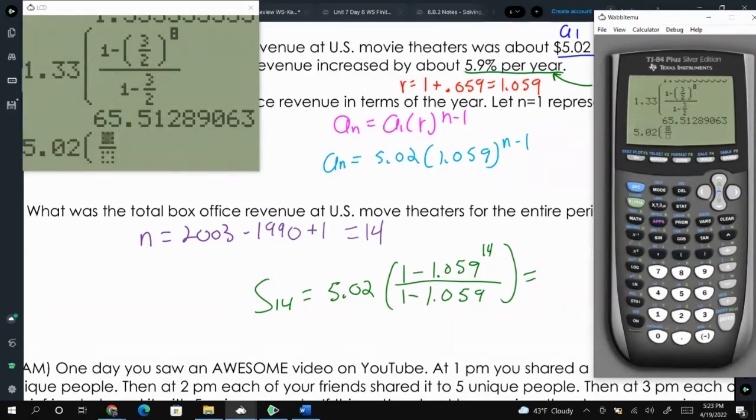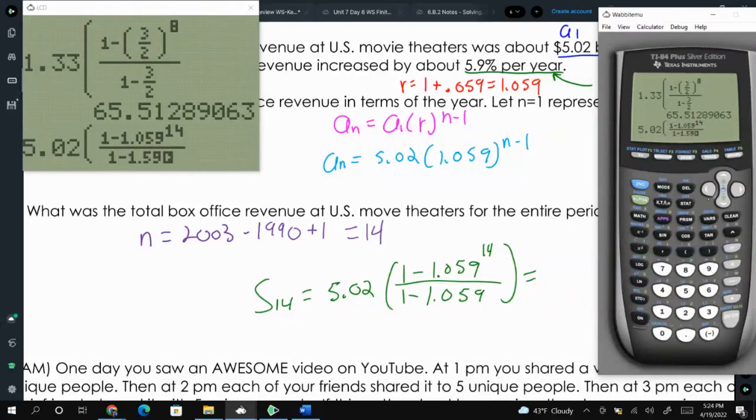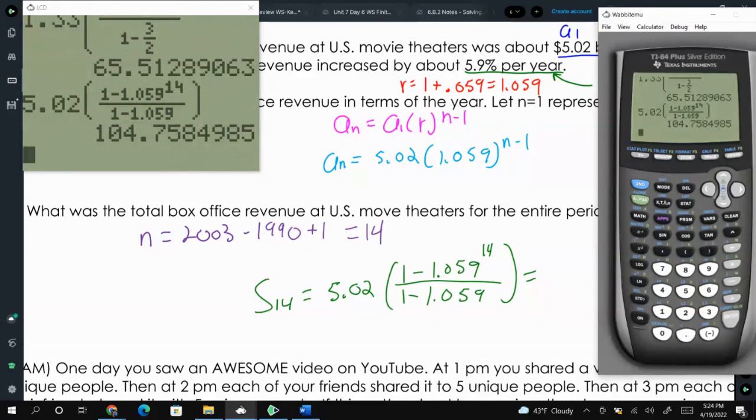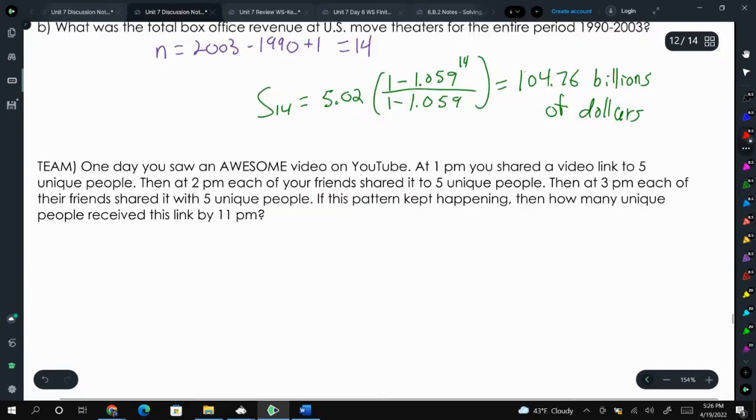1 minus 1.059 raised to the 14th power over 1 minus 1.059. And then we can close our parentheses. And we get 104.76 billion dollars.